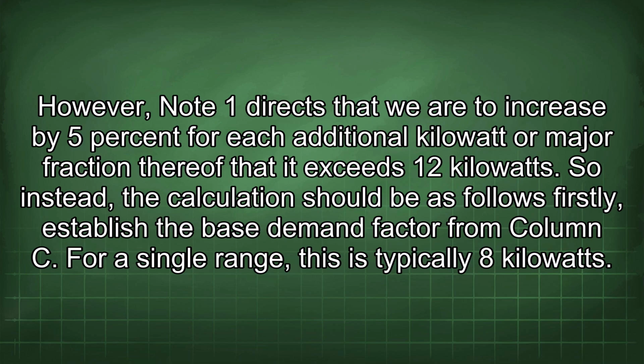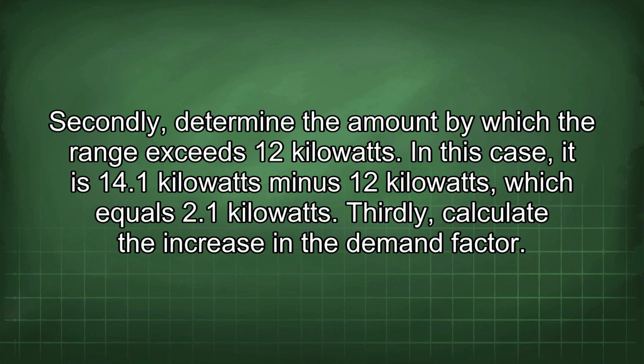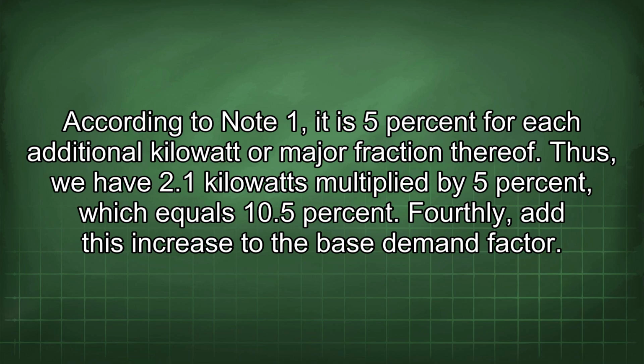Firstly, establish the base demand factor from column C for a single range. This is typically 8 kilowatts. Secondly, determine the amount by which the range exceeds 12 kilowatts. In this case, it is 14.1 kilowatts minus 12 kilowatts, which equals 2.1 kilowatts. Thirdly, calculate the increase in the demand factor. According to Note 1, it is 5% for each additional kilowatt or major fraction thereof. Thus, we have 2.1 kilowatts multiplied by 5%, which equals 10.5%.